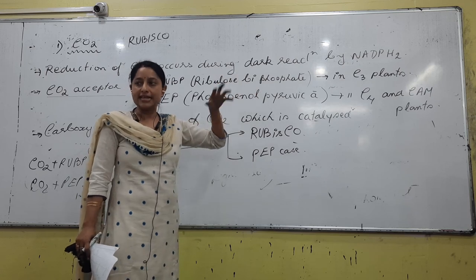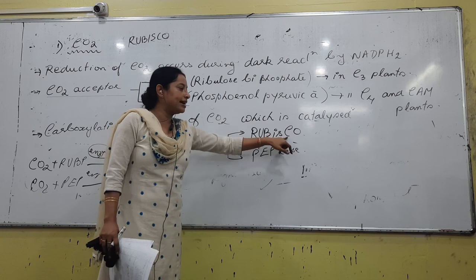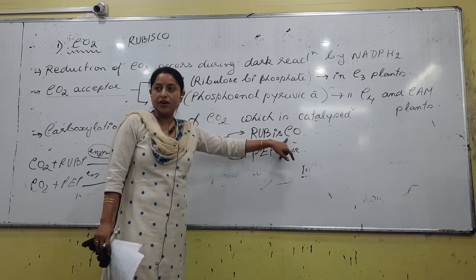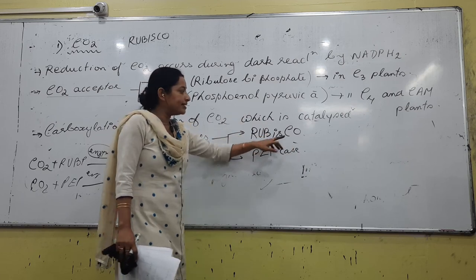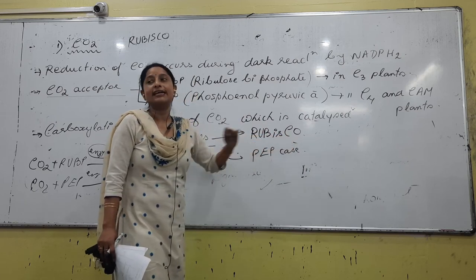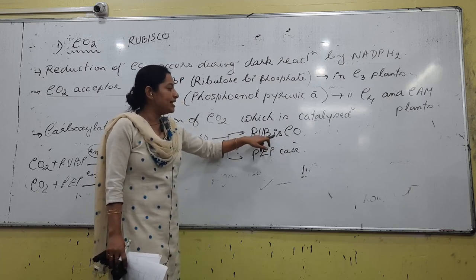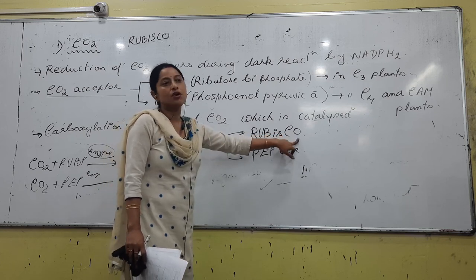Where is it found? Inside the plant cells. So RUBP sometimes accepts what? Carbon dioxide, and sometimes it accepts oxygen. If it accepts carbon dioxide, it will be normal photosynthesis, the C3 cycle. If it accepts oxygen, it will be the C2 cycle. So this line talks about RUBP carboxylase or RUBP oxygenase.